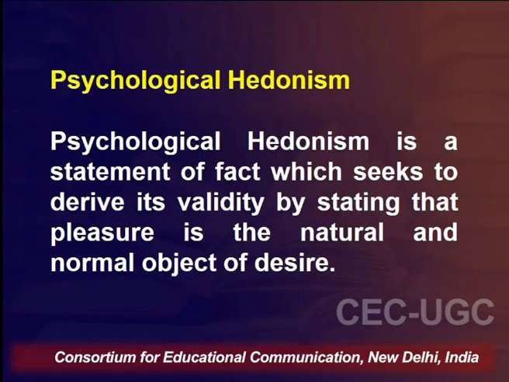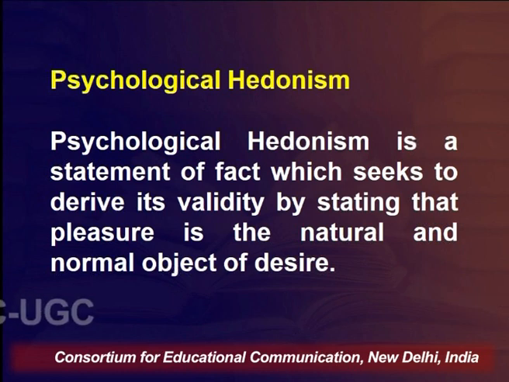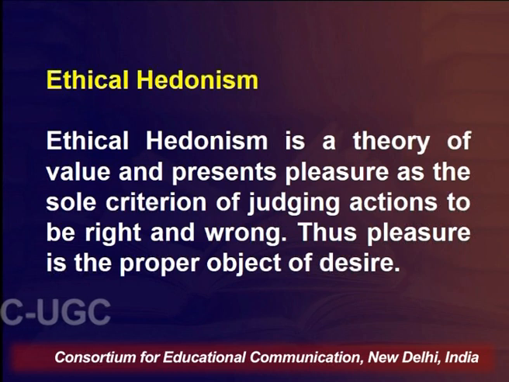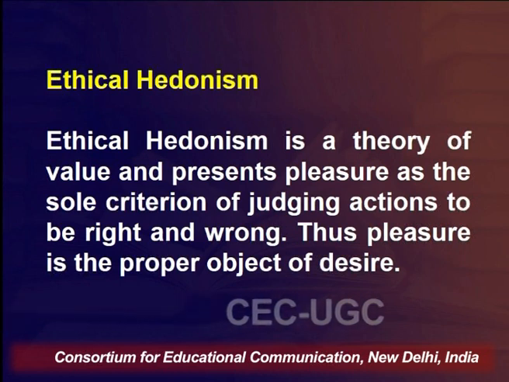Now we come to a distinction between two kinds of hedonism, psychological hedonism and ethical hedonism. Let me now explain what is psychological hedonism. Psychological hedonism is a statement of fact which seeks to derive its validity by stating that pleasure is the natural and normal object of desire. However, ethical hedonism, in contrast to psychological hedonism, is a theory of value and presents pleasure as the sole criterion of judgment when it comes to judging actions to be right or wrong. Thus, pleasure is a proper object of desire according to ethical hedonism. So, ethical hedonism talks about value theory. However, psychological hedonism talks about a statement of fact, that is, pleasure is what we seek.